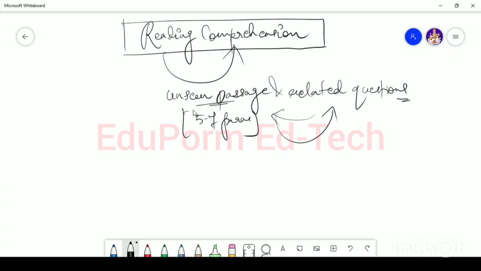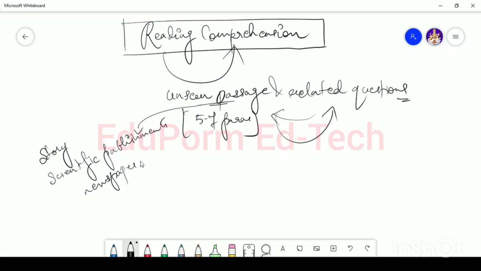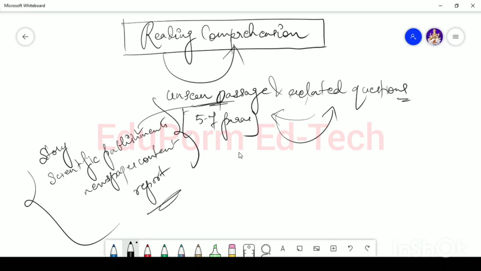Now what can this passage contain? It can be, let's say, a particular story. It can be a scientific publication. Alright, it can be some newspaper content. It can be some report. Okay, it can be anything. So this is what a passage can contain, and the questions would be asked to you.